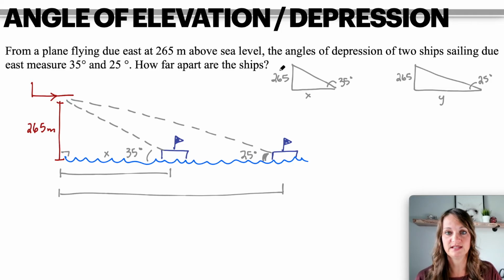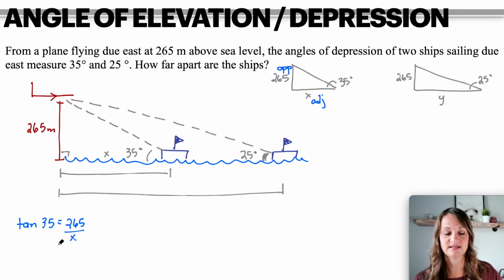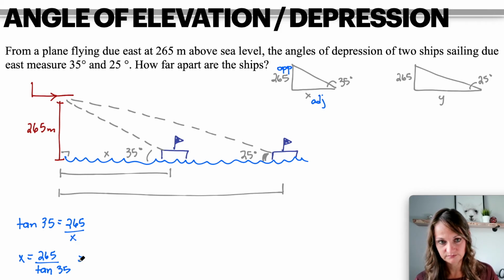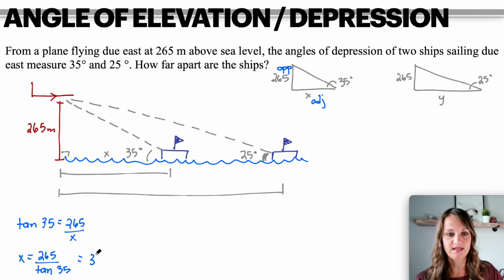According to this angle, this is our opposite side, and this is our adjacent side. And so therefore we'll be using tangent. So the tangent of 35 degrees is going to be the opposite divided by the adjacent. X is in the denominator, and so this is where we use the trick of switching places. And we will get 378.5 meters.